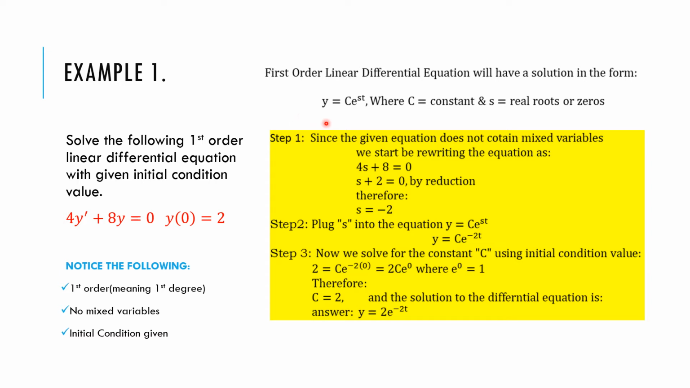Moving on, before you solve this problem, it's probably best to keep in mind that the solution to the first order linear differential equation will always have the form y equals capital C times e raised to s times t, where capital C is the constant and s equals real roots or real zeros. Now, because in this equation there are no mixed variables, we can just dive into the problem and start solving it. The first thing that we would have to do is rewrite this equation in the standard polynomial form. When I do so, I get 4 times s plus 8 equals 0.